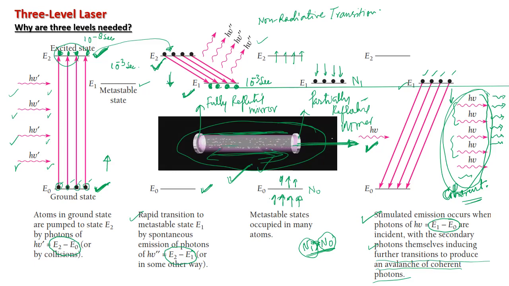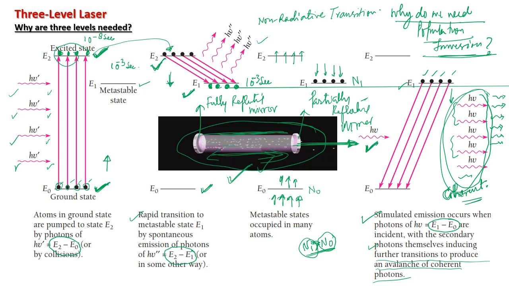And let's come to the question: why do we need population inversion? This is important. Population inversion is required in a laser in order to have the lasing action, because if you do not have population inversion, you will not have the lasing action.